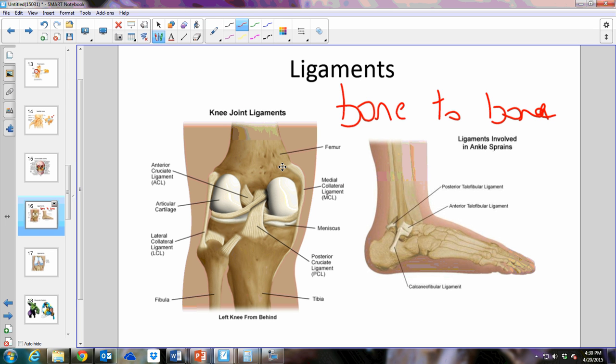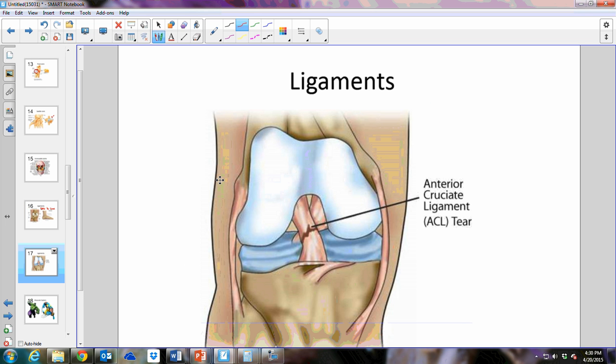If you've ever sprained a knee or an ankle, you are actually pulling one of these ligaments, and you can pull them to where they tear. An ACL tear is a fairly common injury in sports. ACL stands for the anterior cruciate ligament, which you don't have to know.